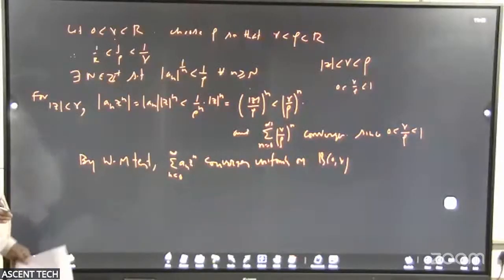If small r is capital R, then you can't use that convergence and call it as an Mn, like R by rho to the power of n. That series, you cannot say that it will be converging.